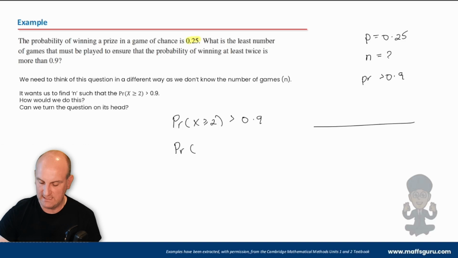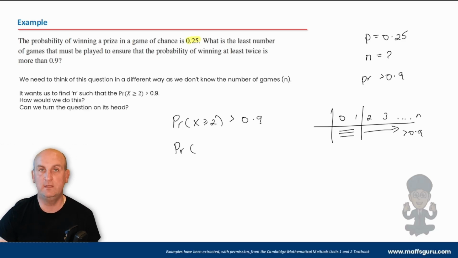that if I've got my table with the value 0, 1, 2, 3, all the way up to n, if I know that I add all of these probabilities together and it's got to be greater than 0.9, that means that these two probabilities here have to be less than 0.1. So I can actually say the probability that x is less than 2 would have to be less than 0.1. Okay, how does that help us?